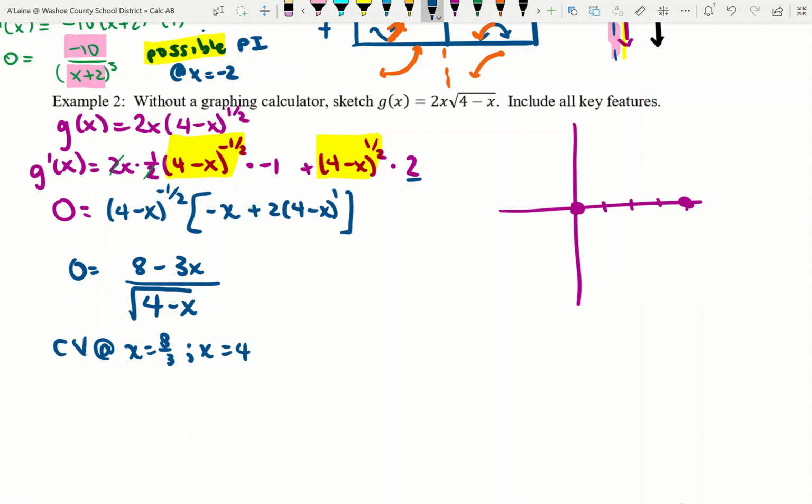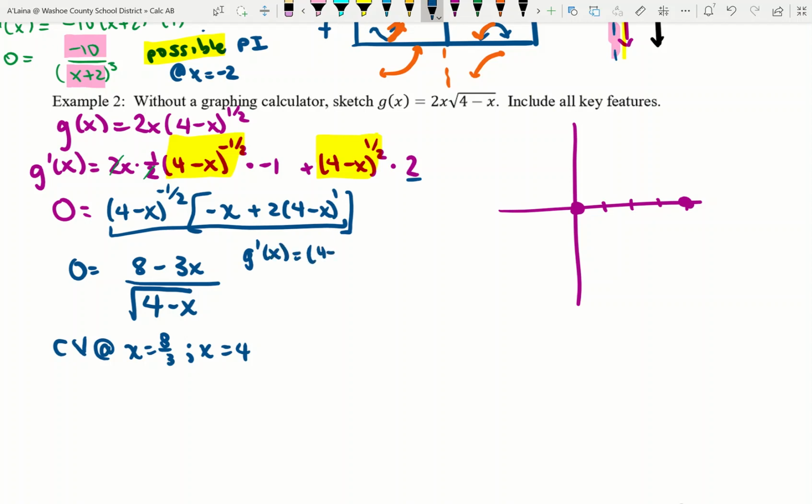So I also want to look at the second derivative. And the second derivative is a little bit more painful, but it will help me see where my possible points of inflection are. And so I'm going to write my second derivative back from this form, which is a little bit more useful for my first derivative.